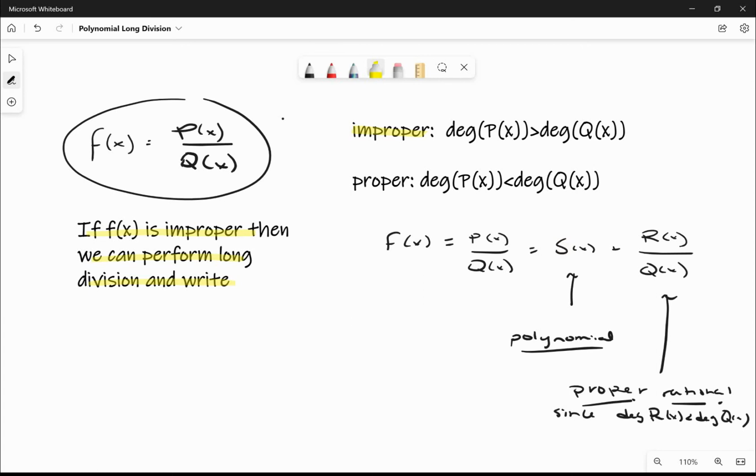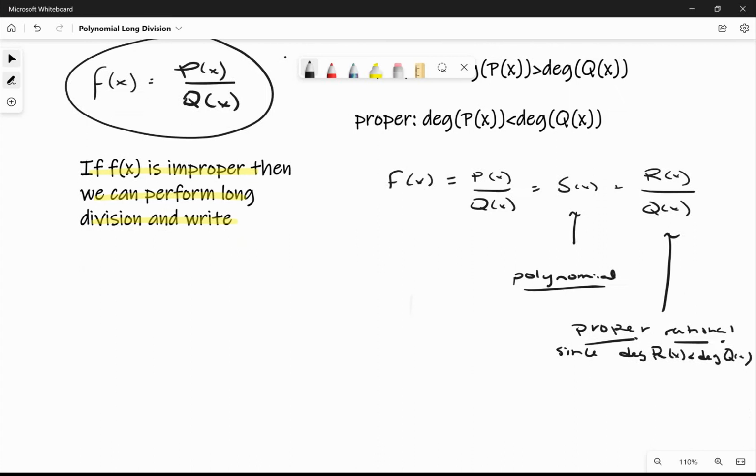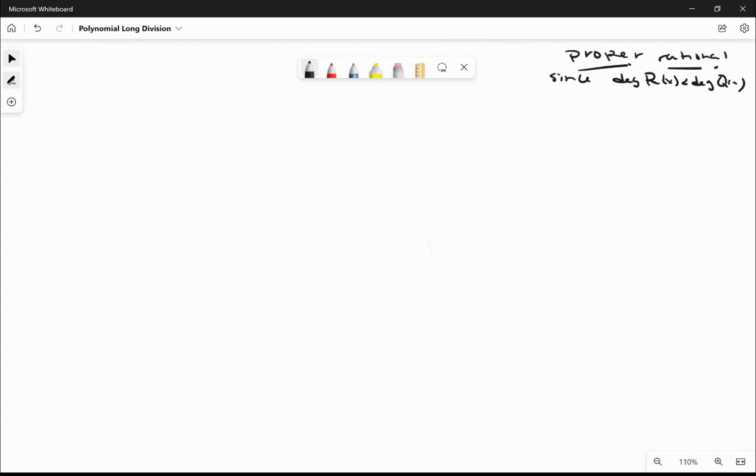What that means is s of x is a polynomial and r over q is a proper rational function. So we're able to take this improper rational function and write it as the sum of a polynomial and a proper rational. And this will make integration much easier. So let's just do an example of an improper rational function, writing it as the sum of a polynomial and a proper rational function by doing long division.